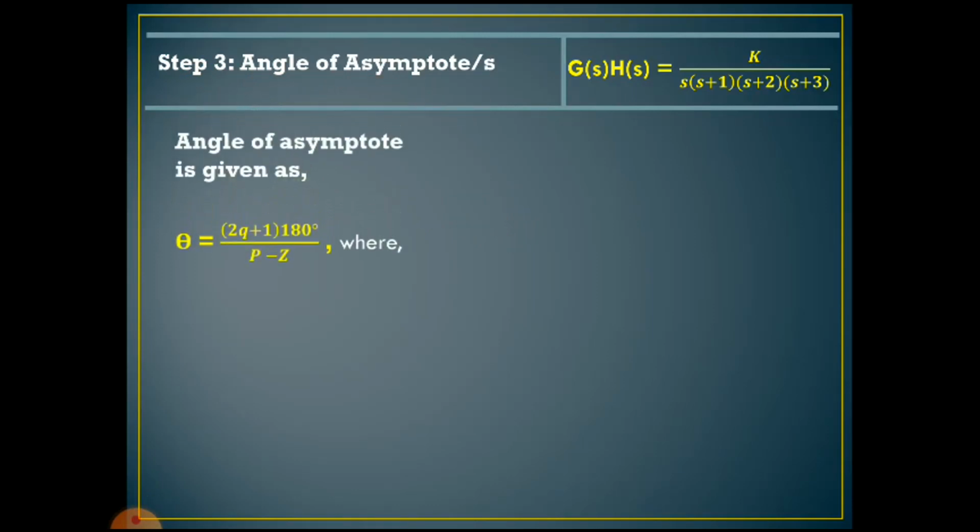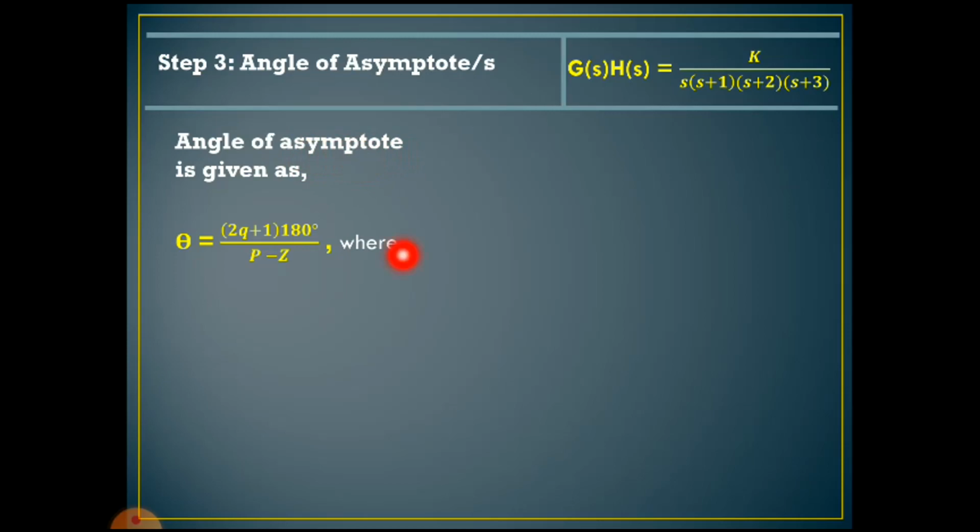Angle of asymptotes is given as theta is equal to (2q plus 1) into 180 degrees divided by p minus z. Now what is an asymptote? An asymptote is a straight line which acts as a guideline for branches approaching infinity. If you recall, in step 1 we had predicted that there are 4 branches and all the 4 branches are approaching infinity. While approaching infinity they should be guided, right? So that guidance is given by asymptotes. So asymptotes are straight lines which act as guidelines for branches approaching infinity.